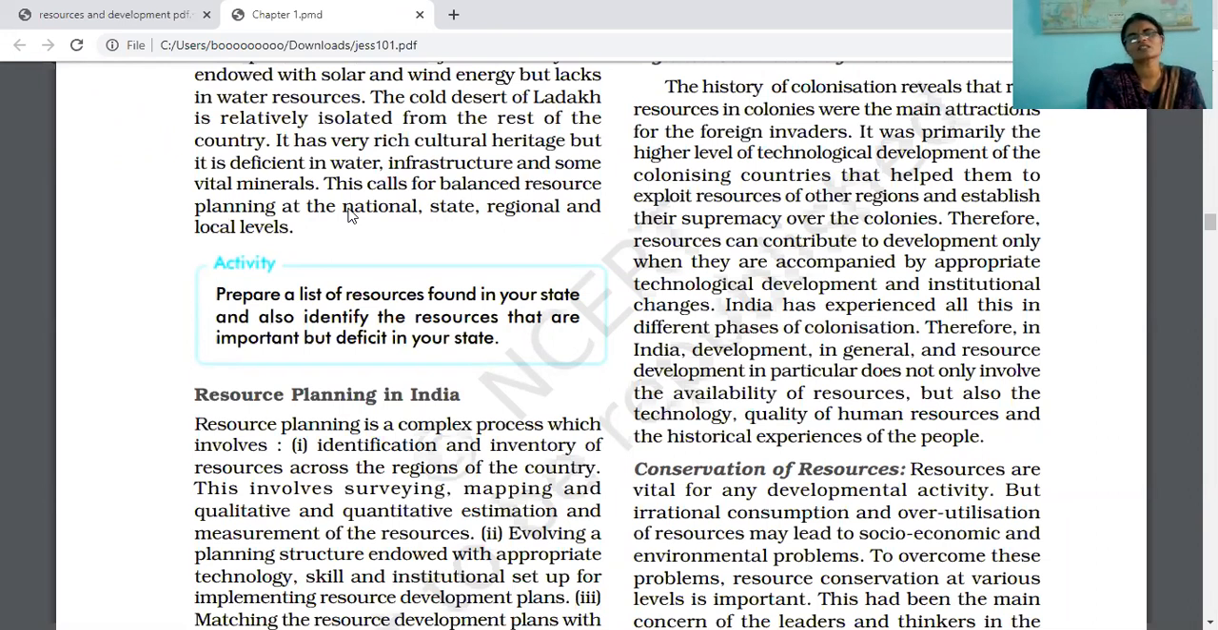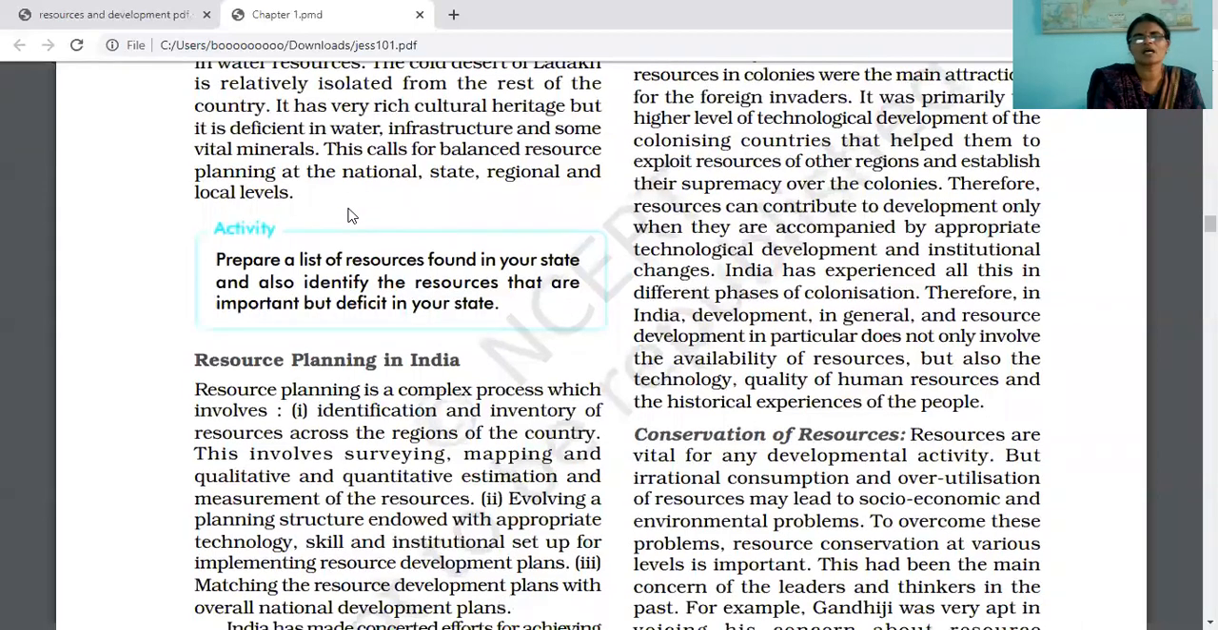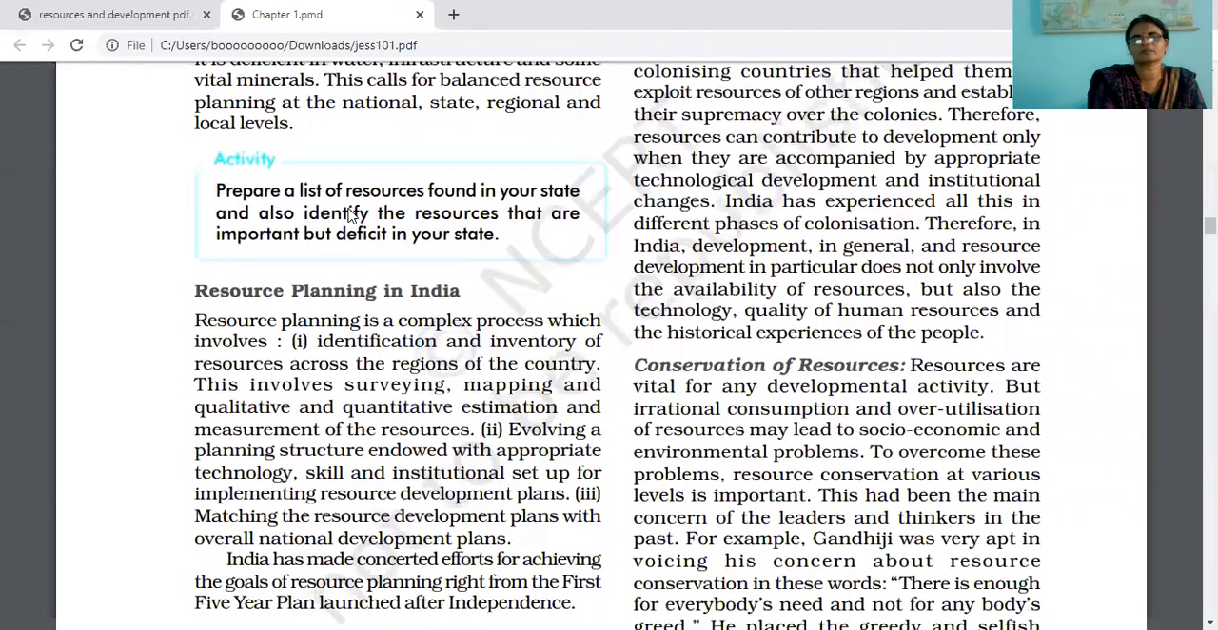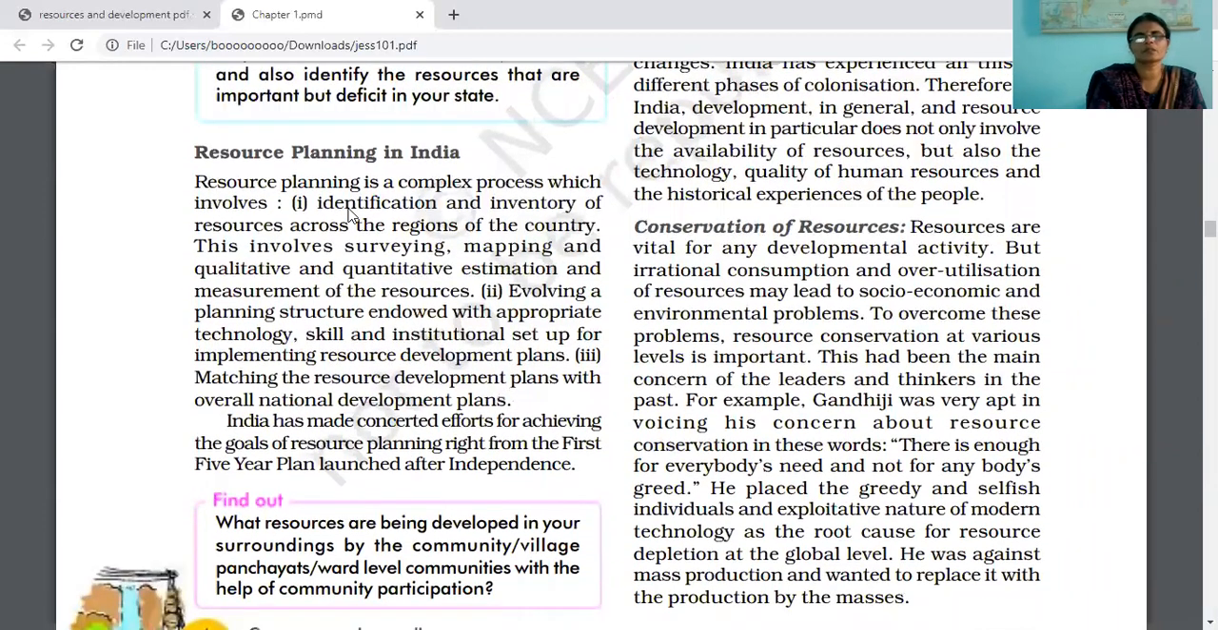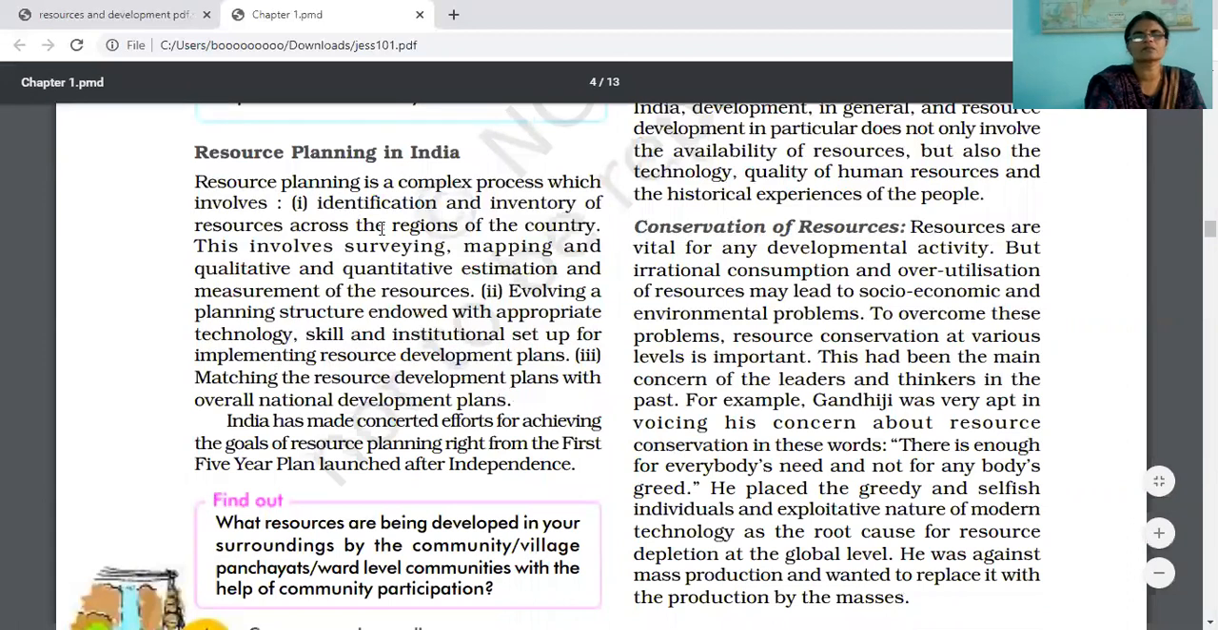In some regions something is more, and in every region, everything is not there. So, we need every region equally. That is the diversity. We respect the diversity of each region. This calls for balanced resource planning. We need balanced resource planning at the national, state, regional, and local levels. Now, resource planning.